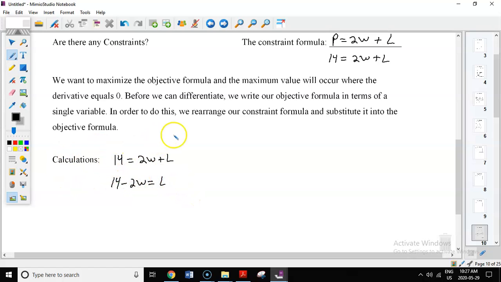So then what we would do is take that value here, so this equivalency, wherever we see L in our area formula, we can put in 14 minus 2w. So now area equals 14 minus 2w times w. So this is length times width. Then what we like to do when we're doing derivative is I don't want to use product rule. If it's an easy fix, I can just go 14w minus 2w squared.